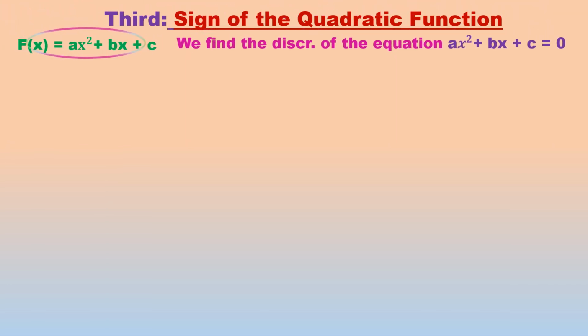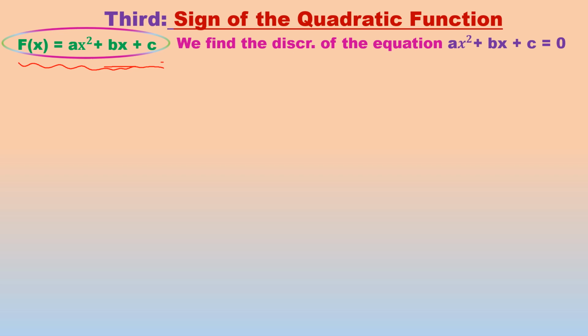The quadratic function is f of x equals ax² plus bx plus c. That's the quadratic function. We first find the discriminant of the equation.